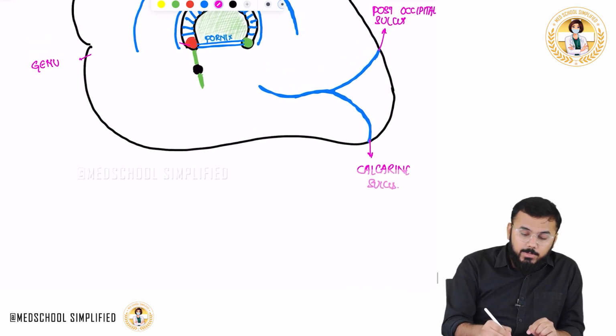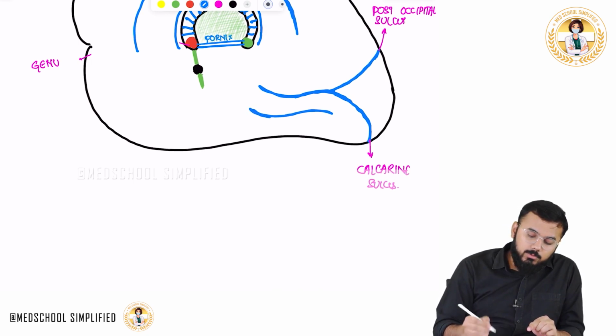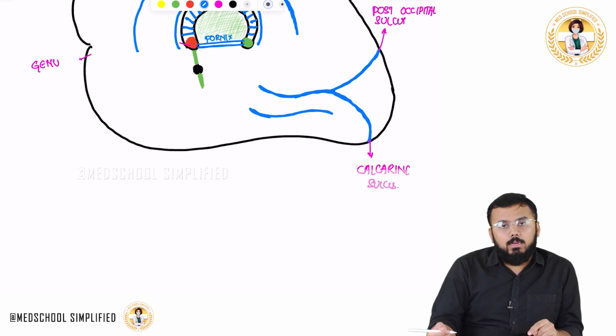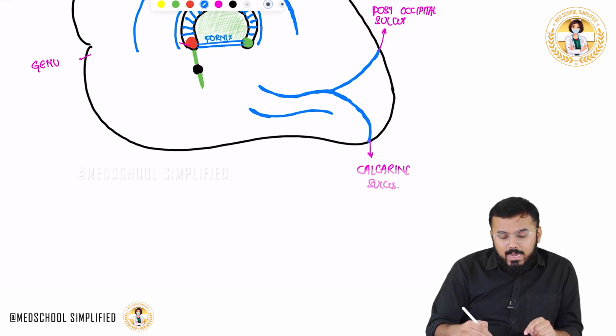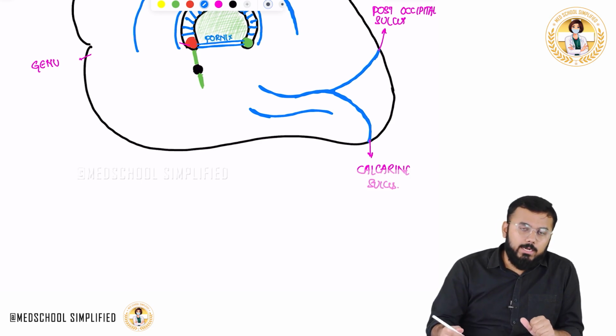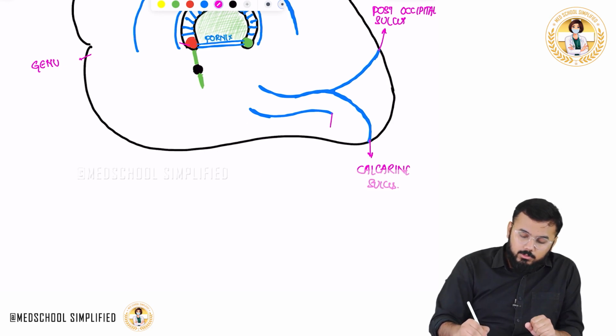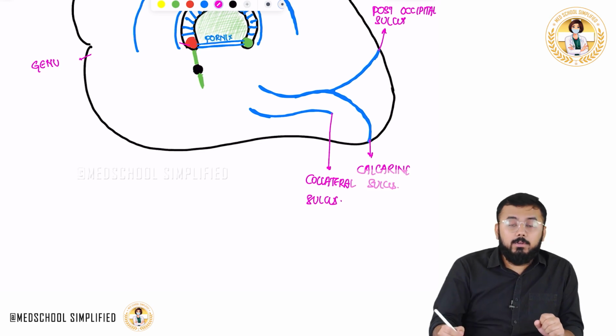Just beneath your calcarine sulcus, parallel to this calcarine sulcus, there is one more sulcus like this, which is lateral or collateral to the calcarine sulcus. You call this sulcus the collateral sulcus. So this is your collateral sulcus.